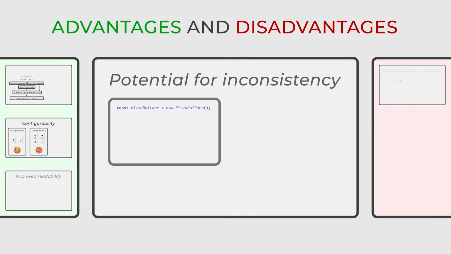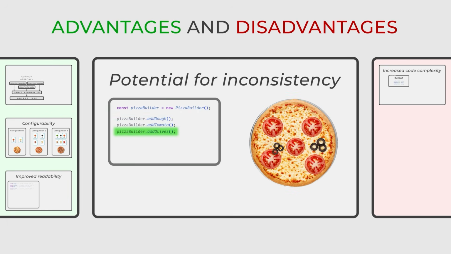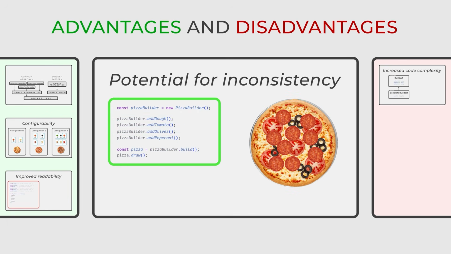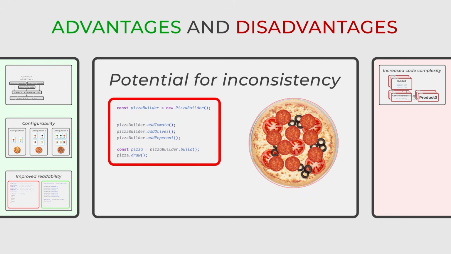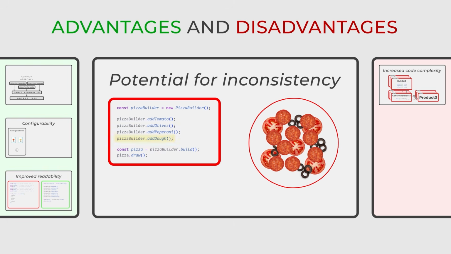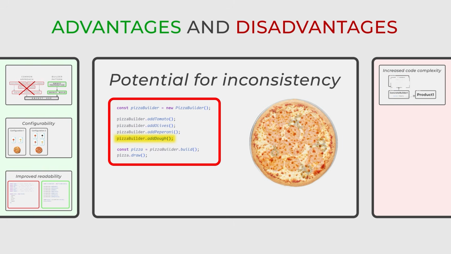Another potential disadvantage is the risk of inconsistency. This arises because the pattern involves constructing an object step by step. If the builder is not used correctly, there is a possibility of introducing inconsistencies. For instance, forgetting to set a required property or setting properties in the wrong order could result in objects that are in invalid or unexpected states.